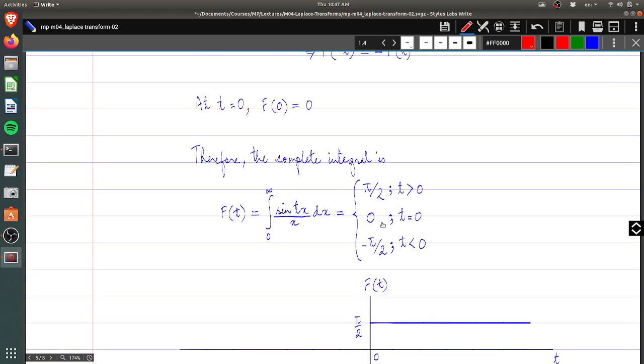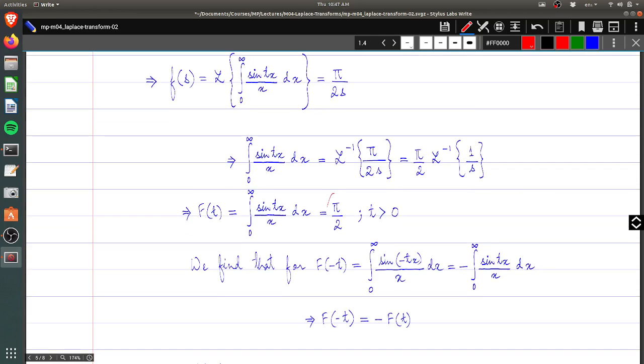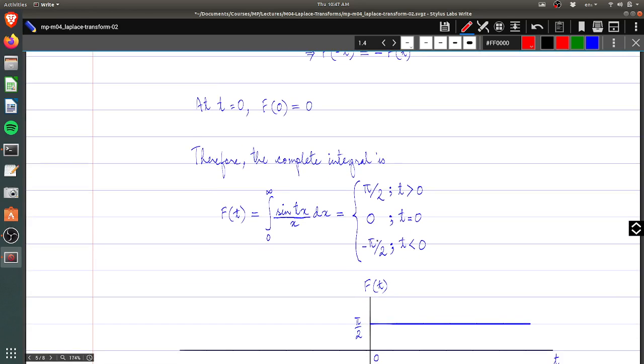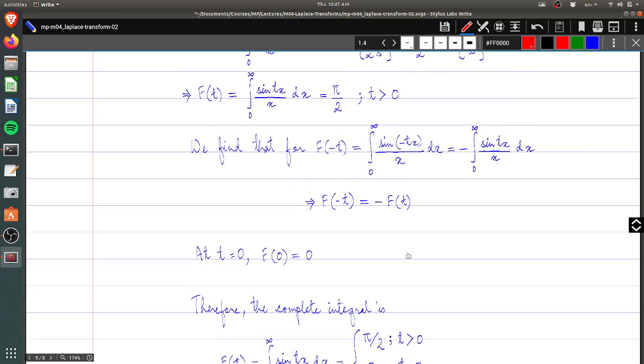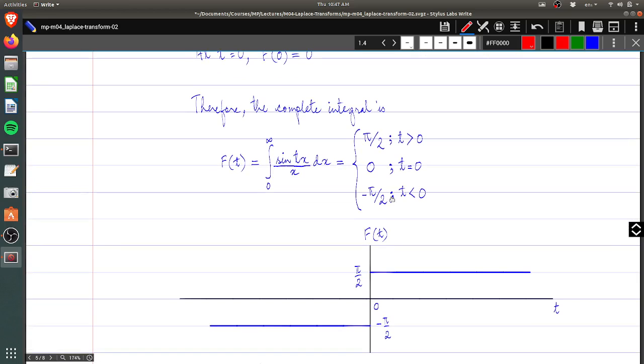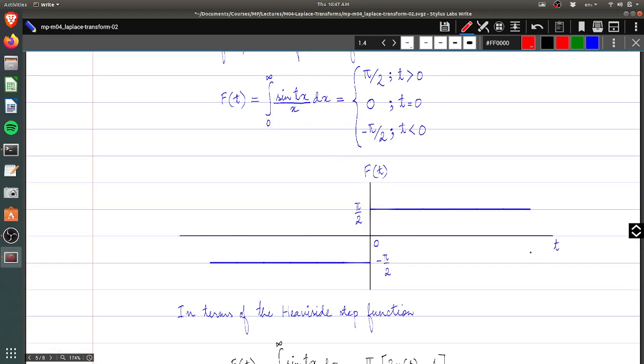Then the complete integral, I'm trying to find the integral for all values of t. For positive values of t, it will take the value of pi by 2, which we have already found out over here. For negative values of t, it will be minus pi by 2. This is from the fact that sine is an odd function. And for t equal to 0, it will take the value 0. So you could plot the value of the integral itself as a function of t. It is going to be a step function like this.